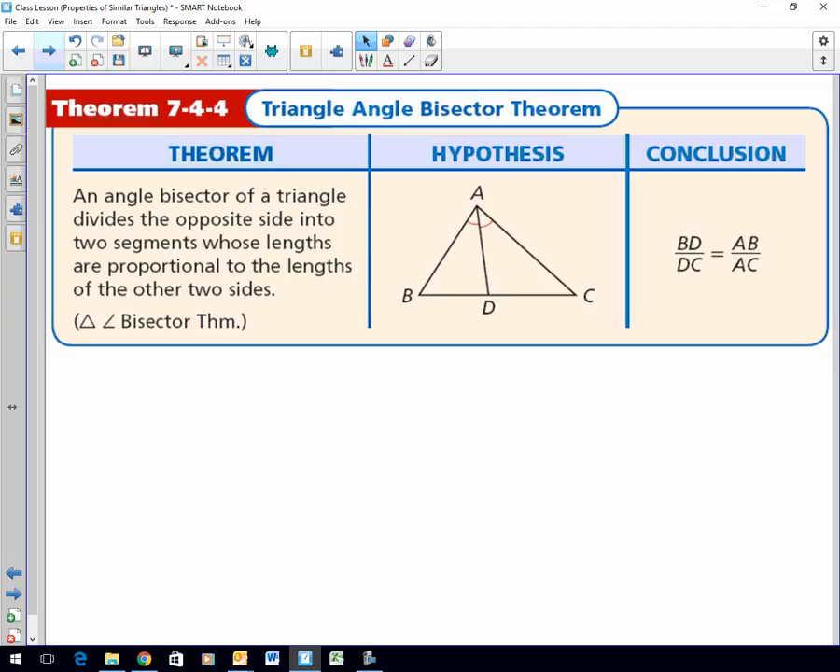In this case, angle A is getting bisected. Check out what happens here. I go to the side opposite of angle A, the side opposite of the bisector. I see it creates BD and DC. So this theorem, which a lot of you might get confused, says that BD over DC equals the ratio of AB over AC. I'm going to give you an example problem that shows that.